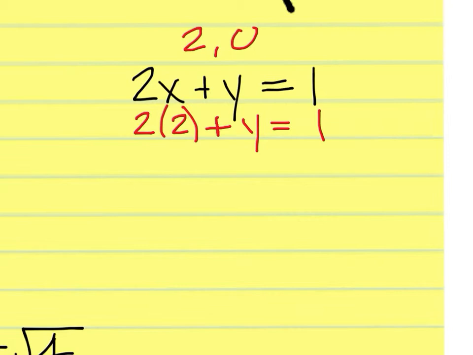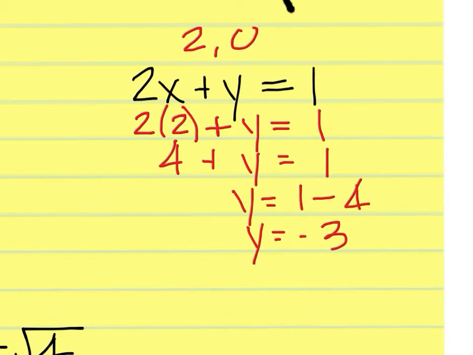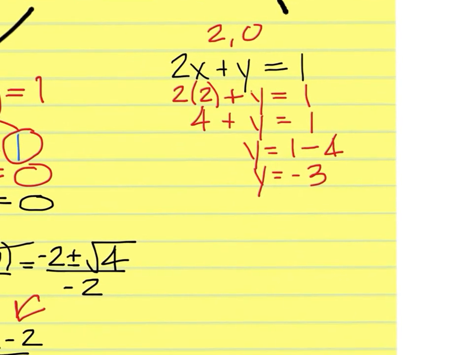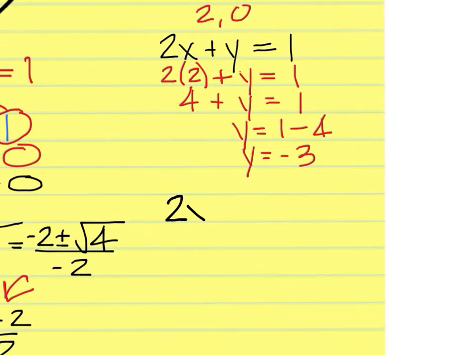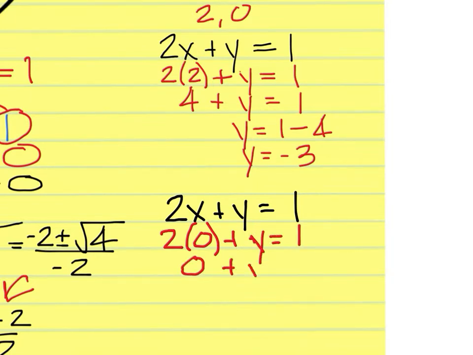So 2 times 2 plus y equals 1. So we come up with 4 plus y equals 1. So y equals 1 minus 4, and you'll have a negative 3 in this case. But now we have to do it again, and this time in 2x plus y equals 1, we're going to insert the 0 that we also found for x. So 2 times 0 plus y equals 1 means that we have 0 plus y equals 1, and y would equal 1 in that case.